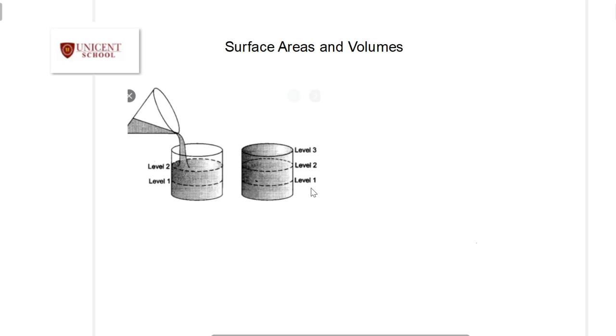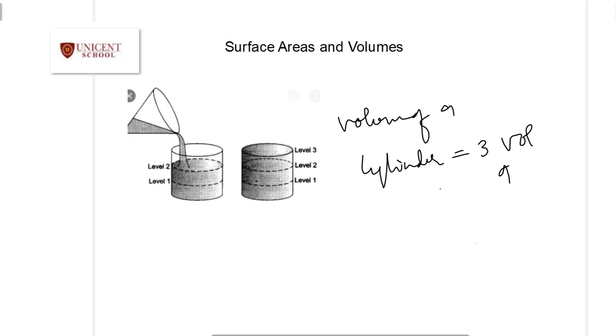If I take a cylinder and a cone having the same radius and the same height, what is the relation between their volumes? The volume of a cylinder is 3 times the volume of a cone. So volume of a cylinder is equal to 3 times the volume of cone.